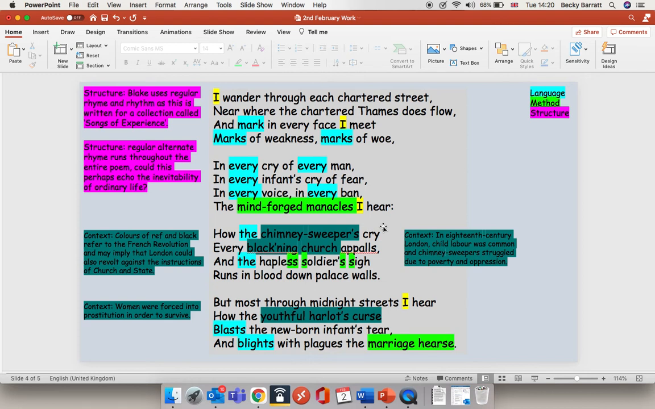In the third stanza then, so chimney sweepers. So you did a lot of research on this when I asked you to look at 18th century London. So child labour was common and chimney sweepers struggled due to poverty and oppression, so they were forced to work in order to make a living. That is the same as the final stanza, youthful harlot's curse. So that really sort of emphasises the fact that young women were forced into this. It was a curse, it was a way of surviving. They had to do it in order to survive.